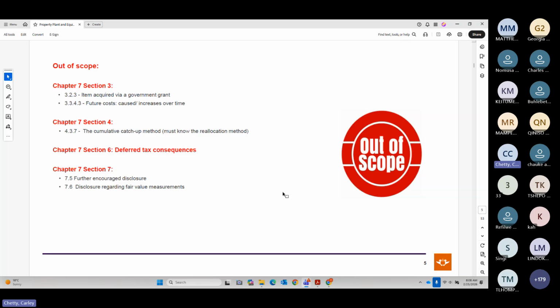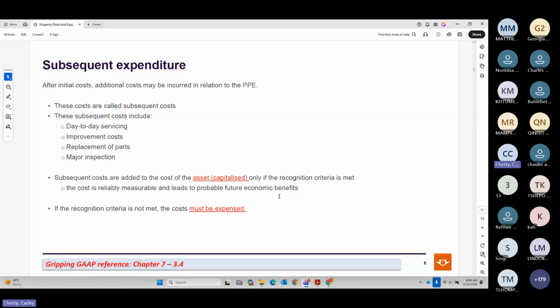That is also scoped out. And Chapter 7, Section 7 further encourages disclosure regarding fair value measurements, that is also scoped out. Okay, so let's have a look at subsequent expenditure.